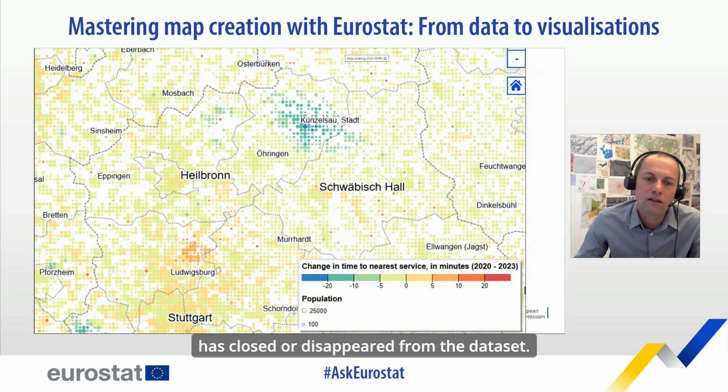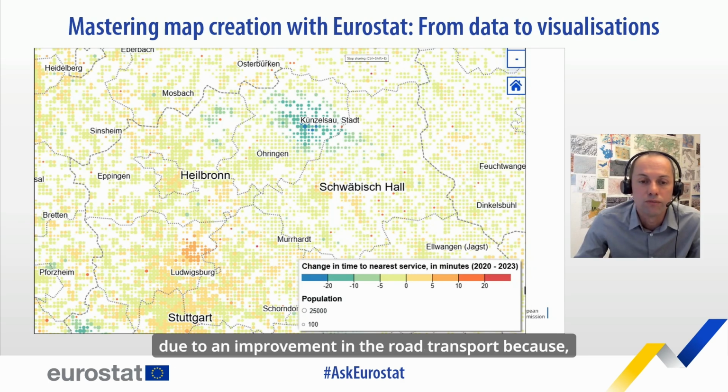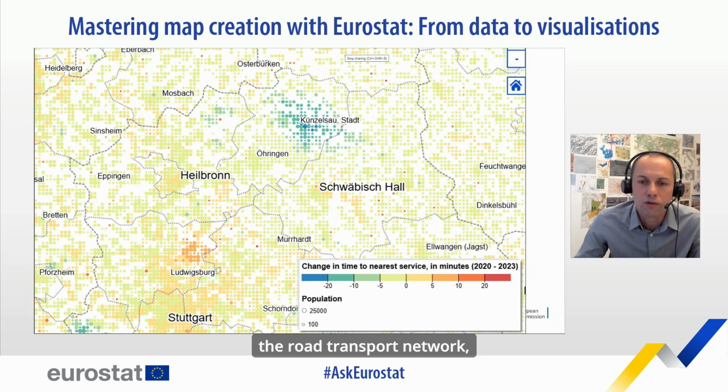So this could be explained either by a change in the distribution of the services. Maybe a hospital has closed or disappeared from the data set. Another one has been created, but it could also be due to an improvement in the road transport, because of course, when you improve the road transport network, you improve the accessibility to the services.